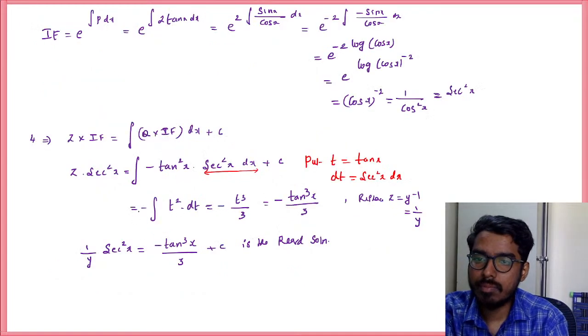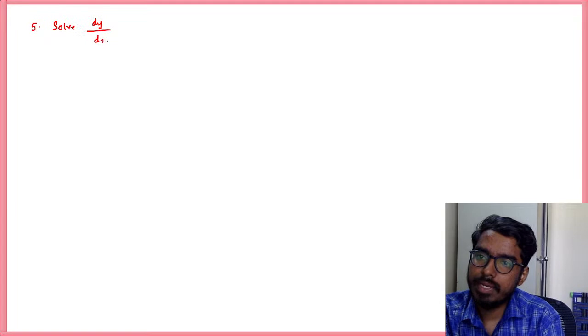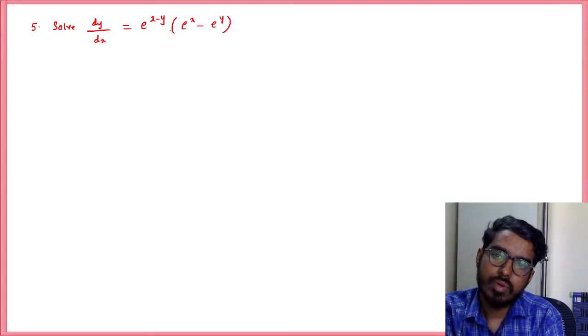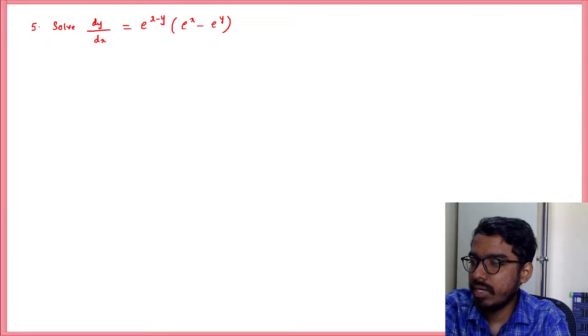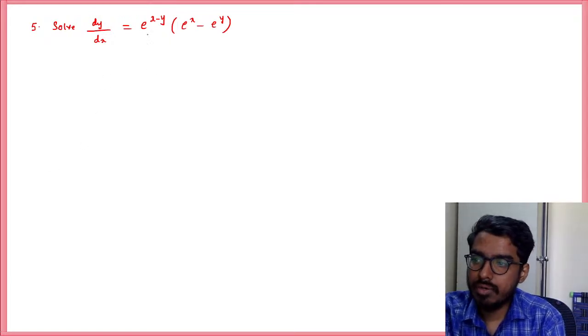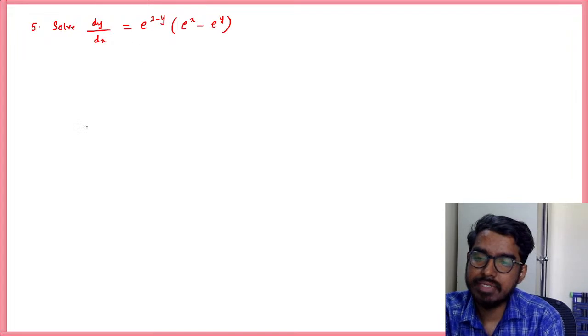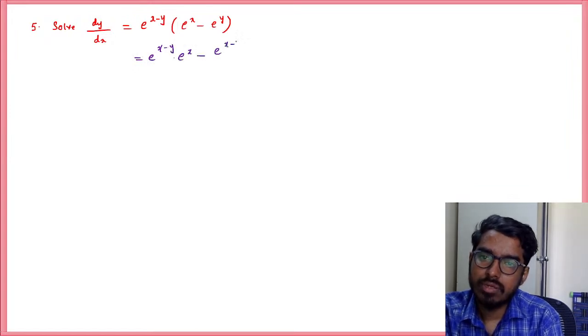So we'll do the fifth problem now. Solve dy by dx is equal to e power x minus y into e power x minus e power y. Right? So first what we'll do is multiply this e power x minus y inside. So this will be e power x minus y into e power x, minus e power x minus y into e power y.